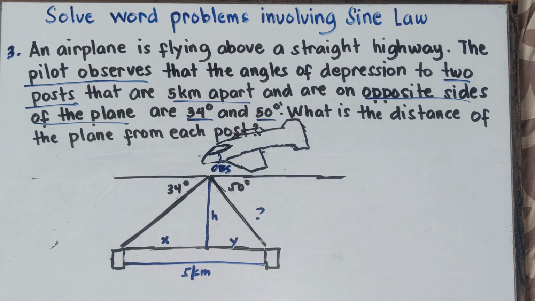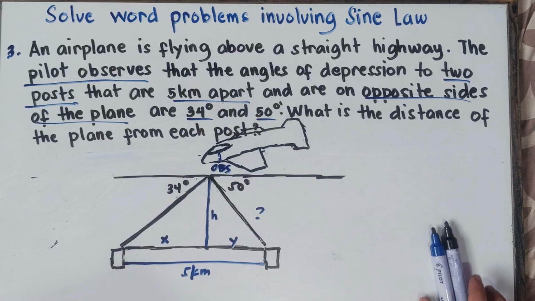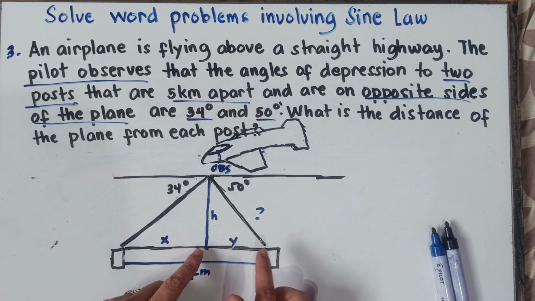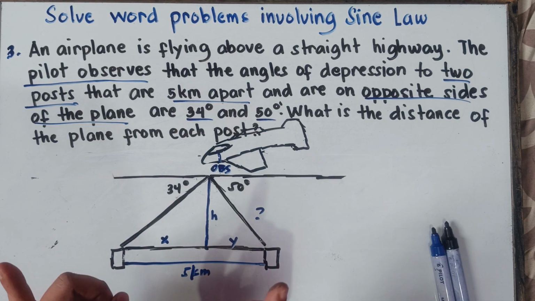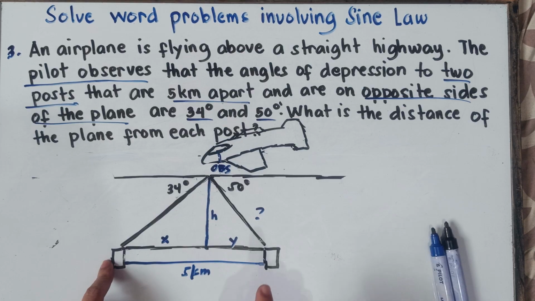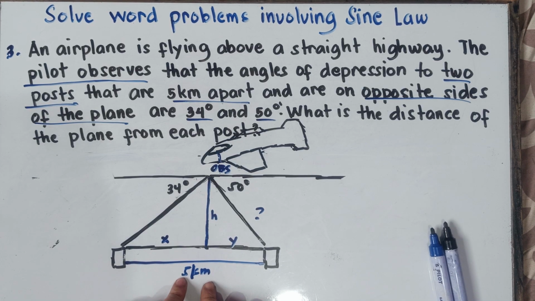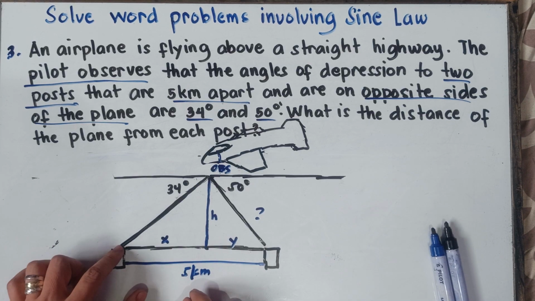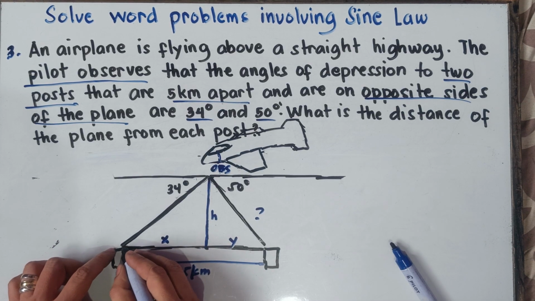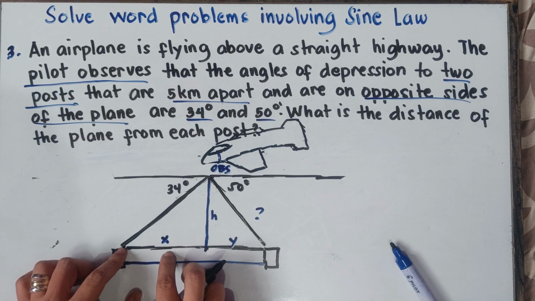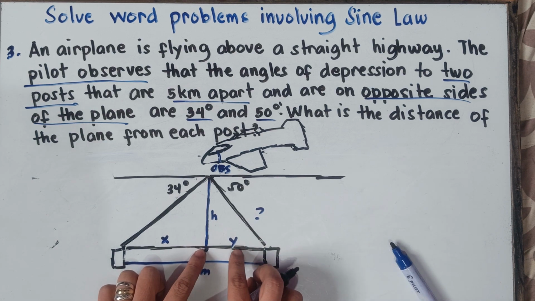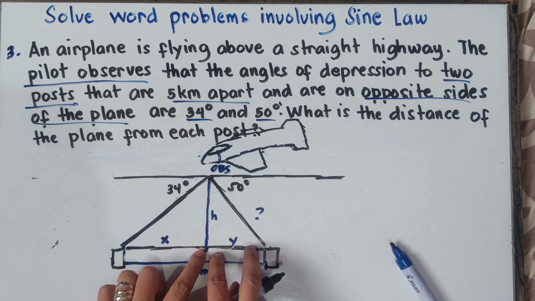Question: why is that, sir? Why do you put x? Why do you put y? Once again, class, we don't have the exact distance from post A going to the height, or from post B going to the height. But we know the total distance from post A to post B is 5 kilometers. That's why I put variables x and y, because we don't know the exact distance. So we assume any variables.